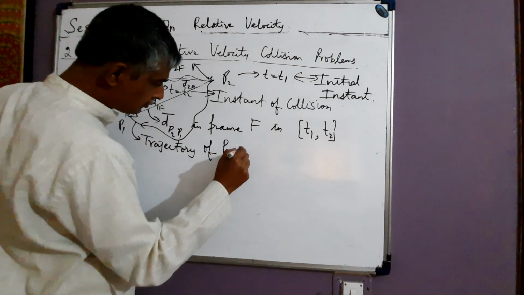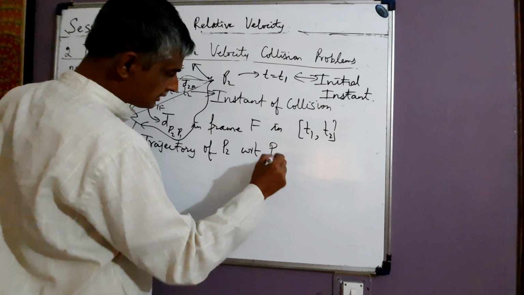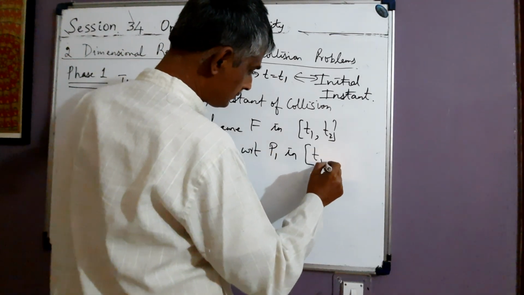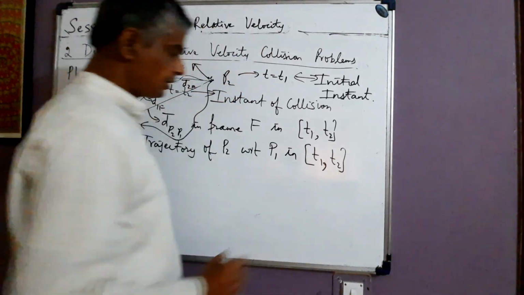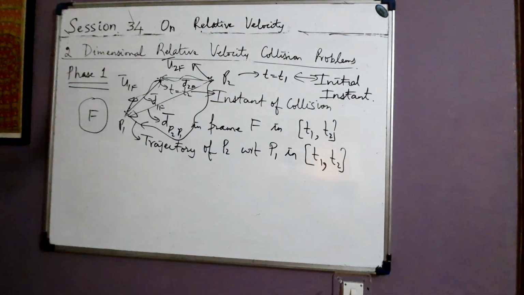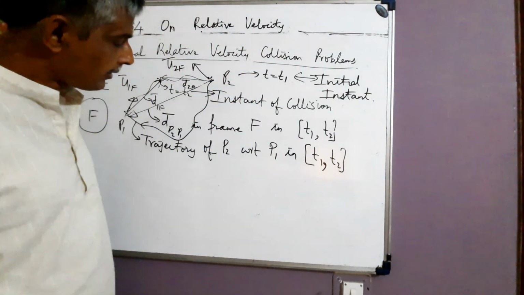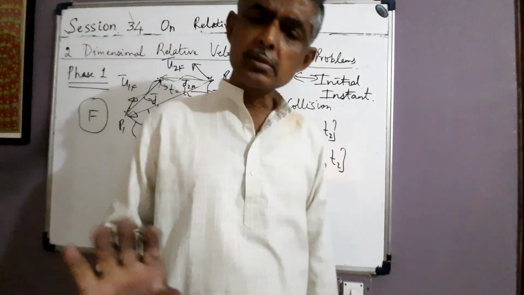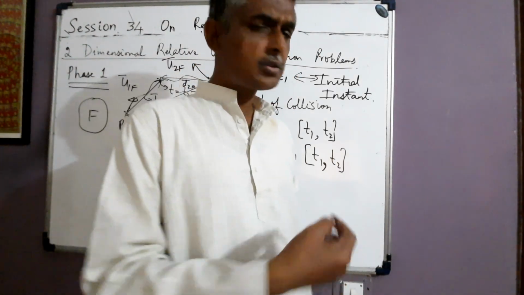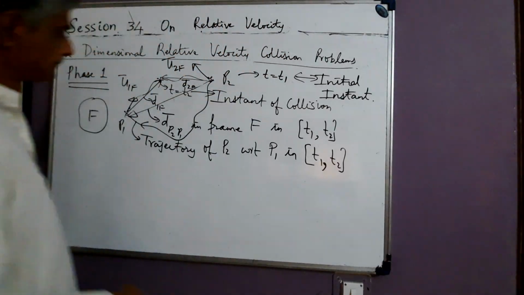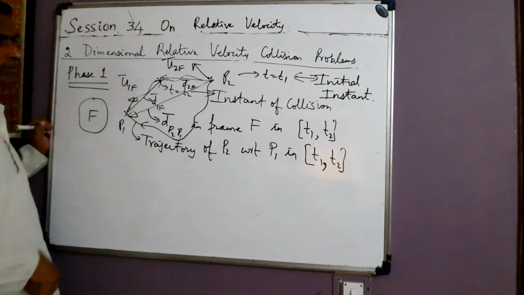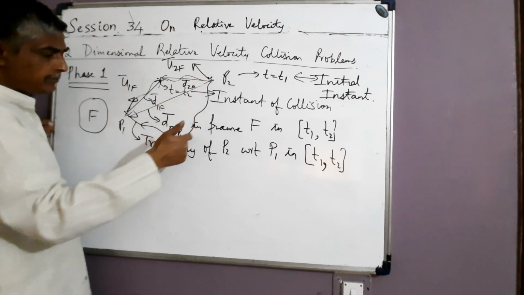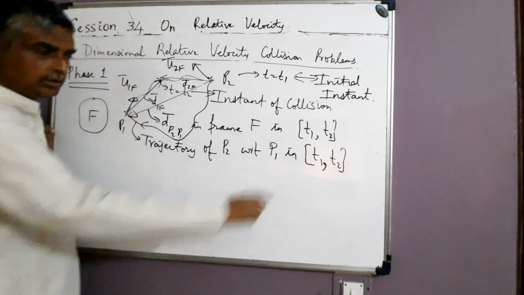Trajectory of P2 with respect to P1 in T1 to T2. Alright. Till here we have assumed that nothing has been said regarding a relative. General case it is non-zero. Okay. So displacement of P2 with respect to P1 is this much, and this is the relative trajectory of P2 with respect to P1 in time T1 to T2.